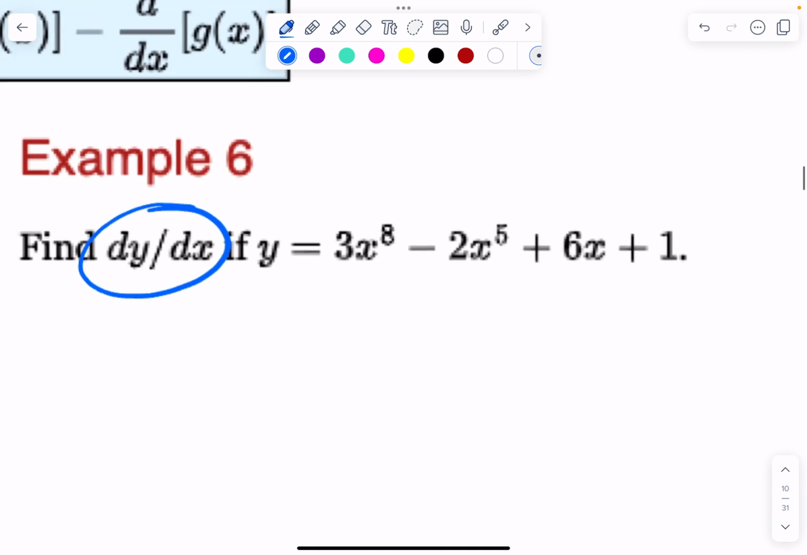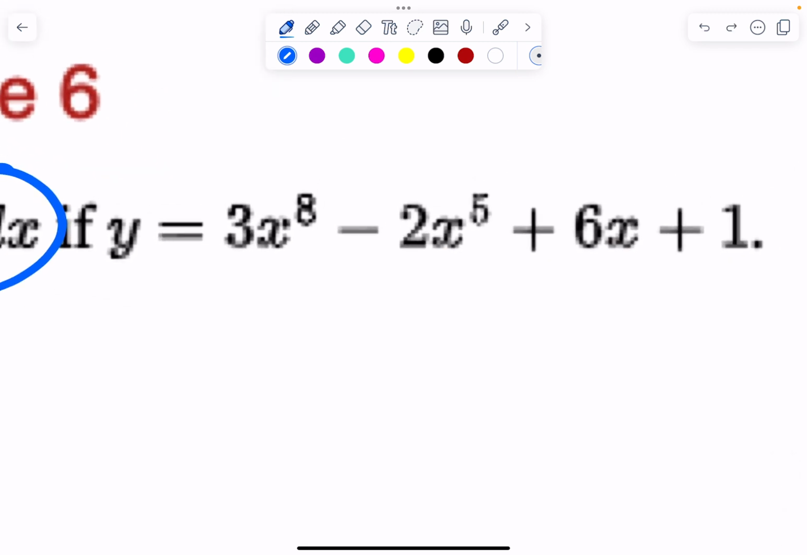Okay, so dy/dx, this is my function, and I have 4 terms there, so I'm just going to do each term individually.